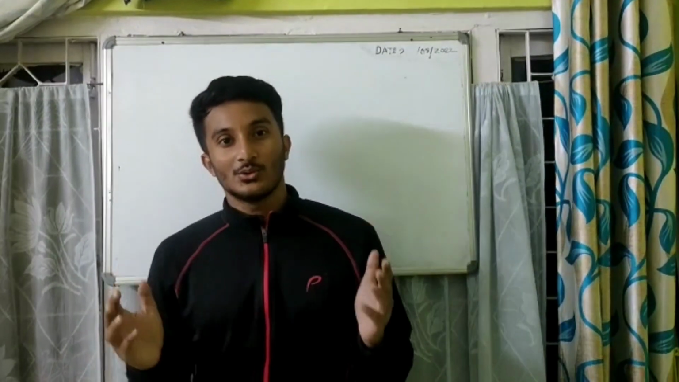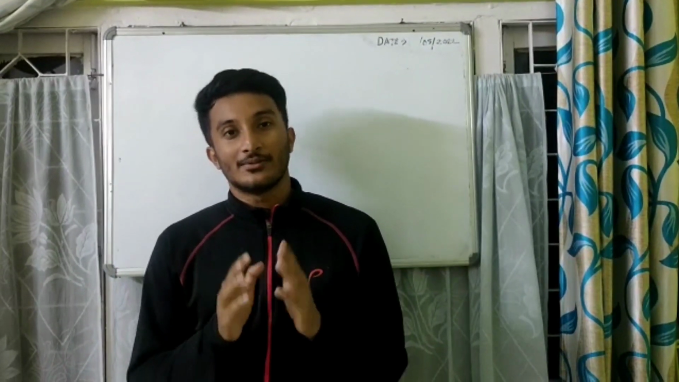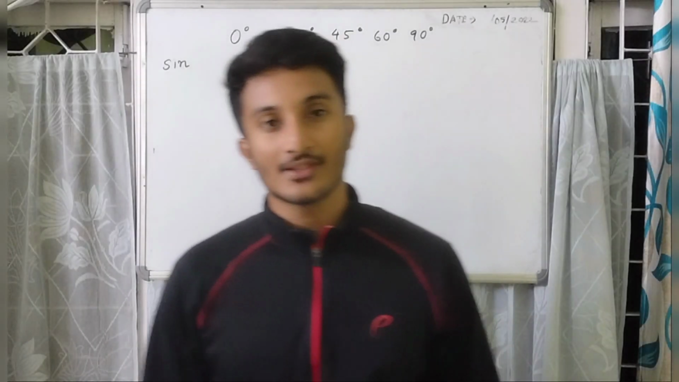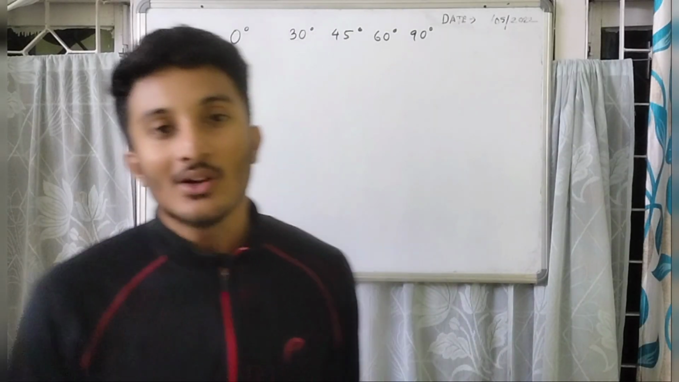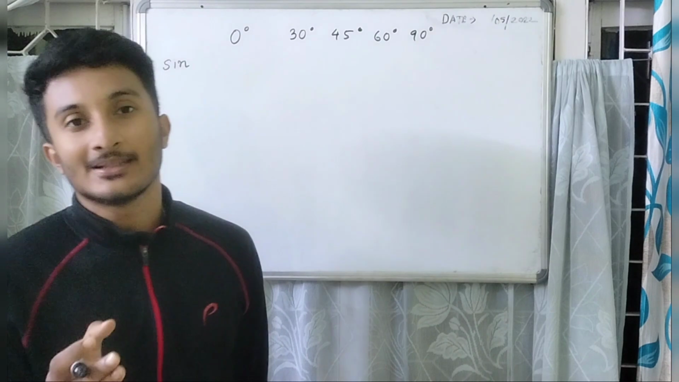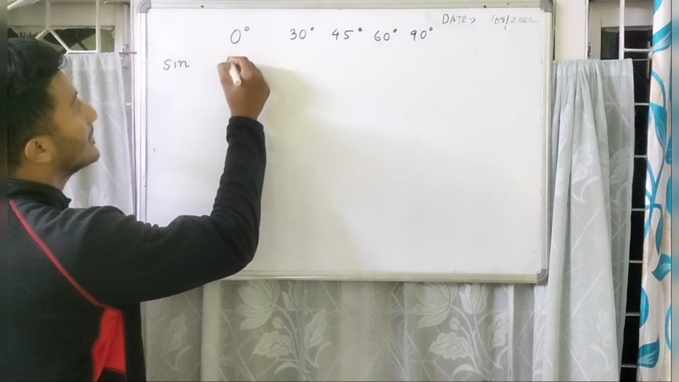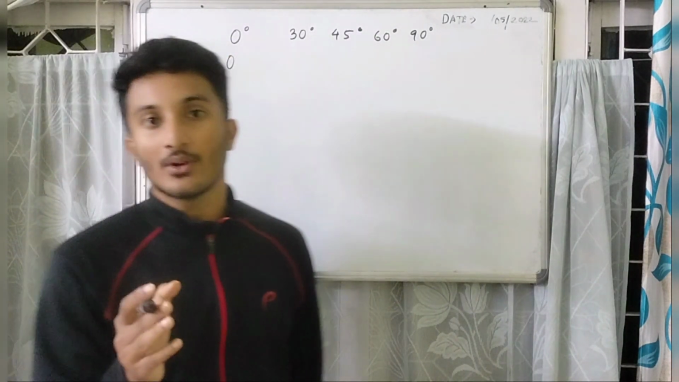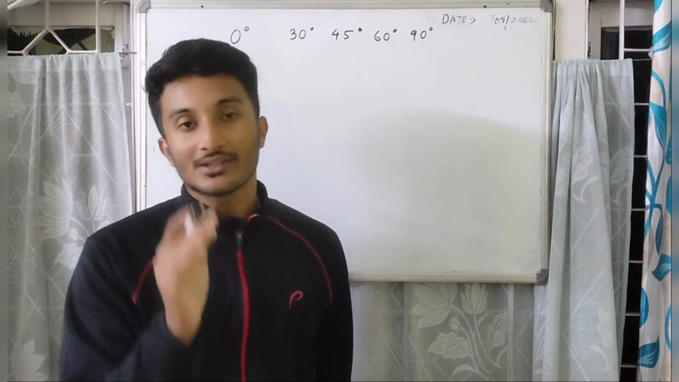Let us proceed to the video of how to remember the values of trigonometric angles. The very first trigonometric ratio is sine. If we have to remember sine 0 degree, which is very simple, since there is 0, sine 0 degree would be 0. There is no trick for it. Because it is 0 degree, we'll start with 0.